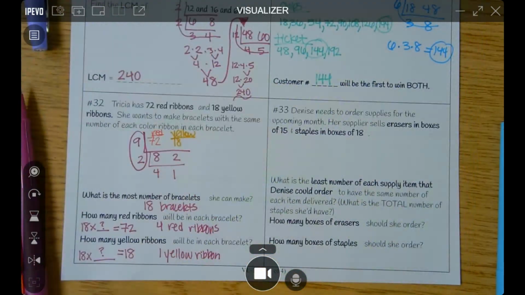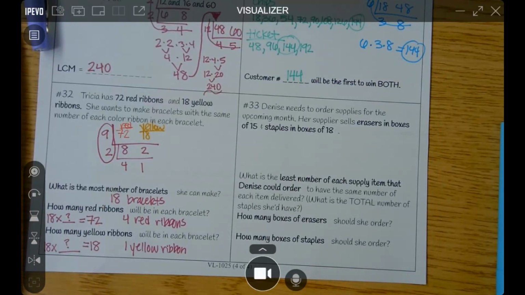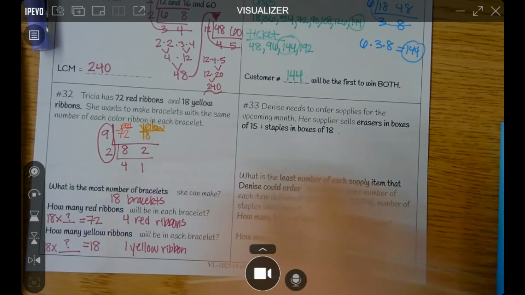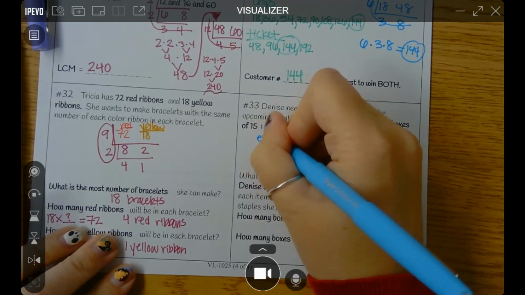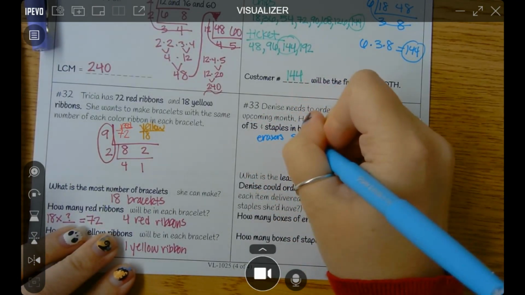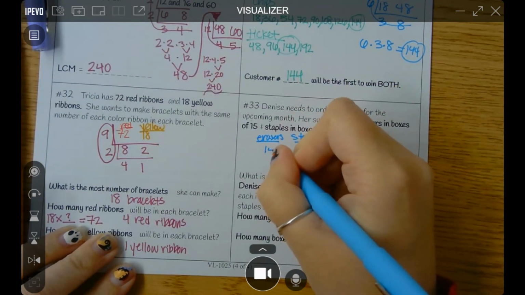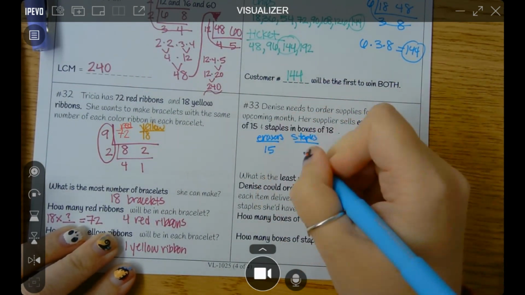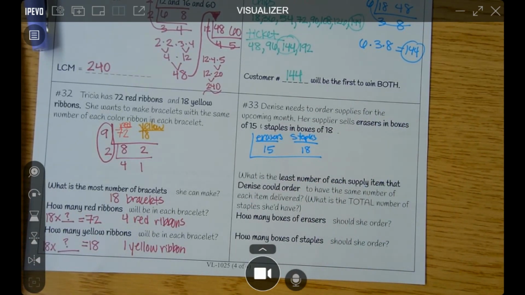Okay, let's go ahead and take a look at number 33, our last one. It says Denise needs to order supplies for the upcoming month. Her supplier sells erasers in boxes of 15 and staples in boxes of 18. So you have erasers and staples. For the erasers, they come in boxes of 15, and for staples, they come in boxes of 18. So what can go into both 15 and 18?